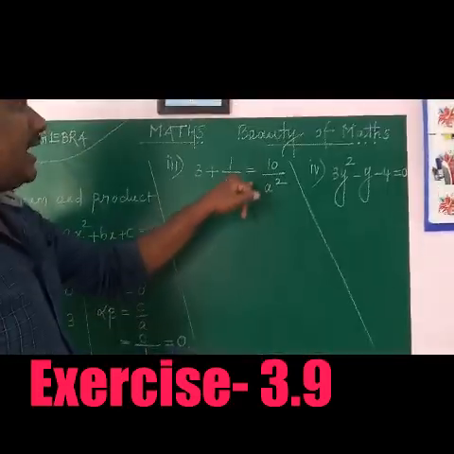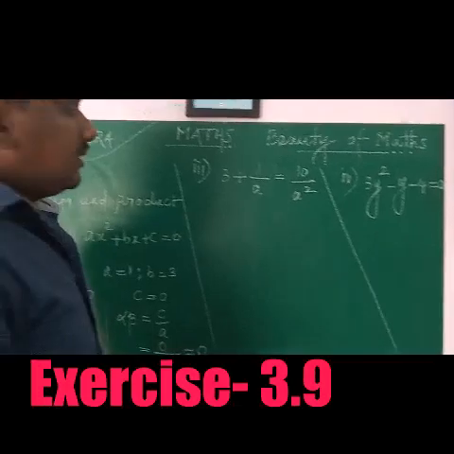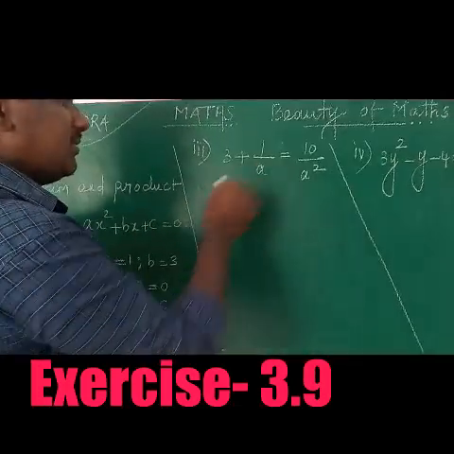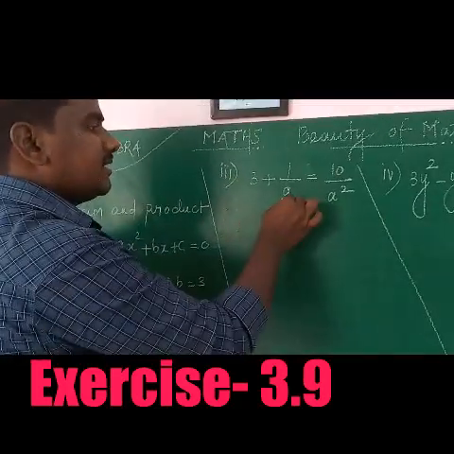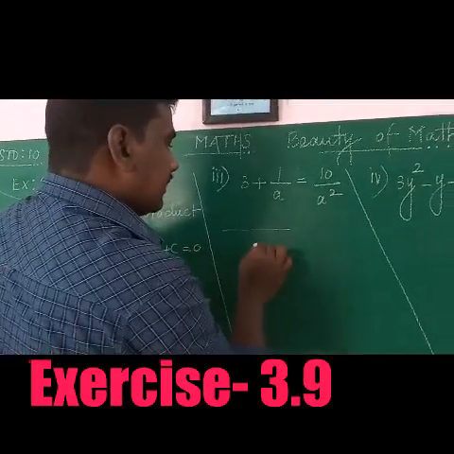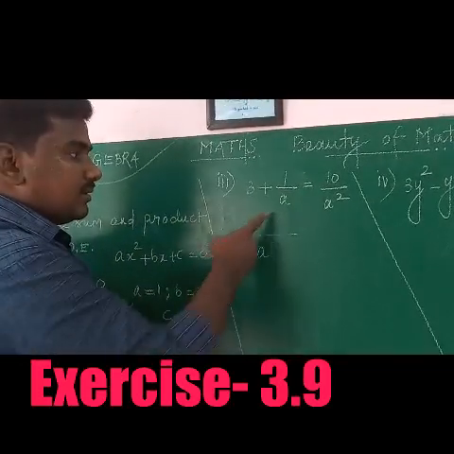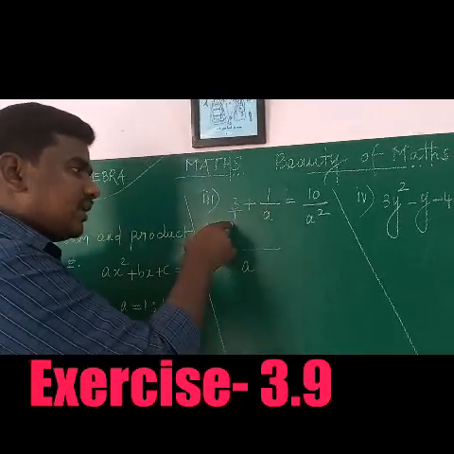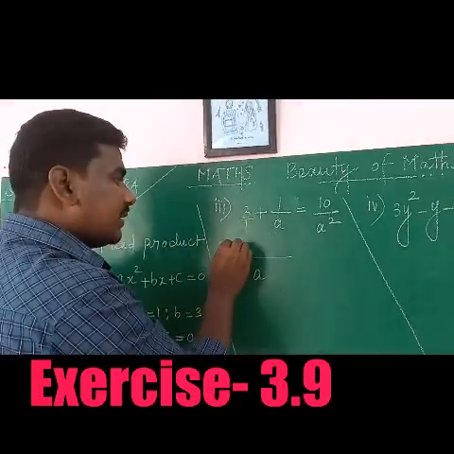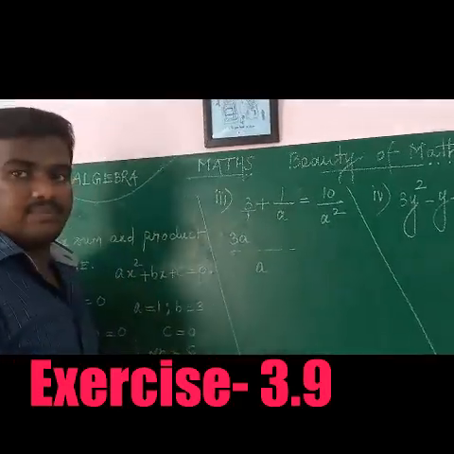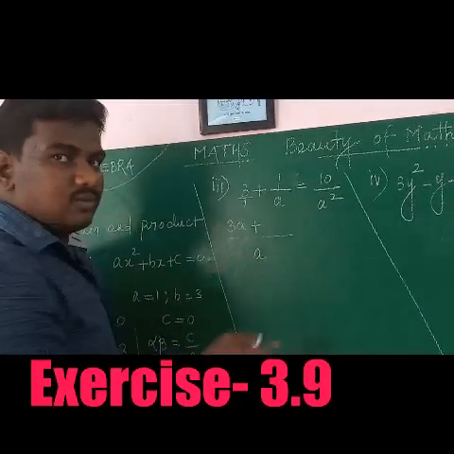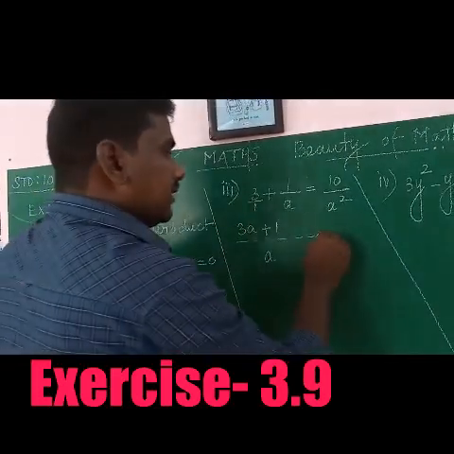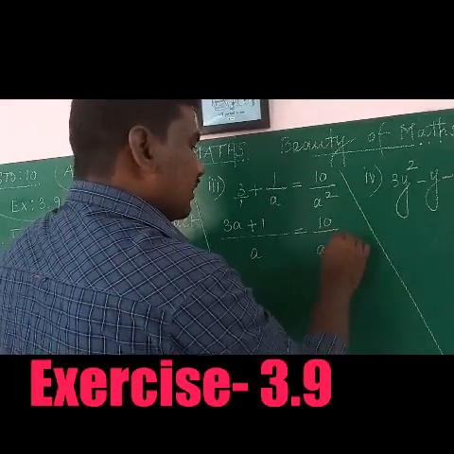3 plus 1 by a is equal to 10 by a square. Actually, it is not in the standard form of a quadratic equation. We have to simplify it. First, taking the LCM of the left hand side. The left hand side LCM is a. If you multiply 1 by a, you get a, so the numerator is also multiplied by a. So we get 3a plus, here a is there, so we multiply by 1, and the numerator is also multiplied by 1. 1 into 1, 1 is equal to 10 by a square.